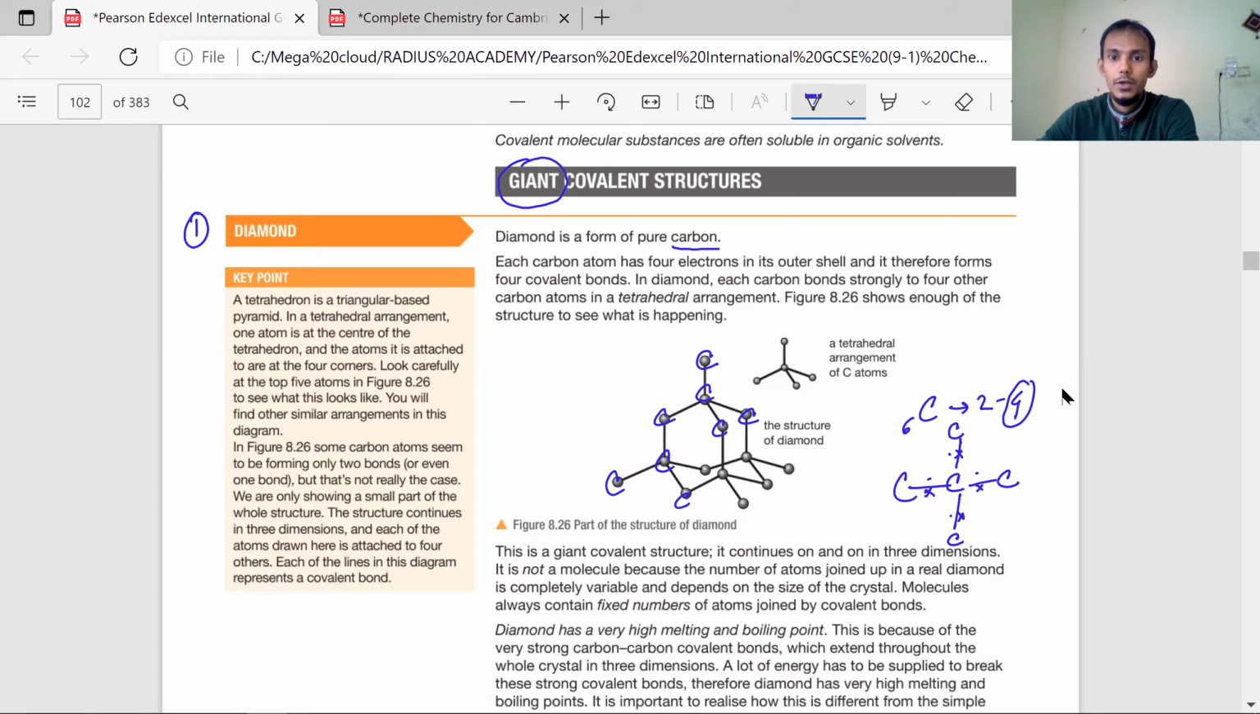Yes. Okay, so each carbon atom is joining with 4 other carbon atoms. And it's a tetrahedral structure. What does this mean? I will explain, and I will show you in diagram and in video presentation as well, so that you can clearly understand. So each carbon atom has 4 electrons in its outer shell, and therefore forms 4 strong covalent bonds. In diamond, each carbon bonds strongly to 4 other carbon atoms in a tetrahedral arrangement.